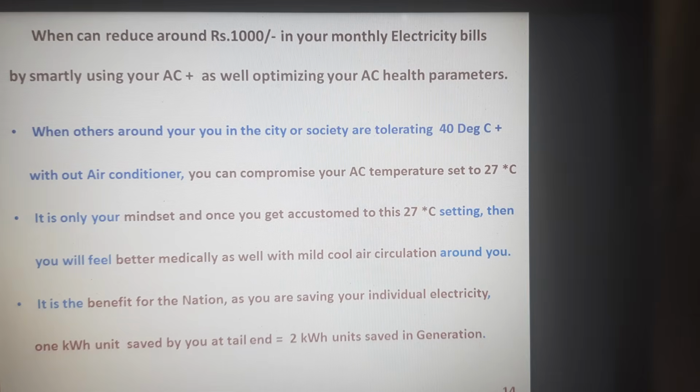When others around you in the city are tolerating almost 40 degrees Celsius without an air conditioner, you can compromise your AC temperature at 27 degrees. It is only your mindset, and once you get accustomed to this 27 degrees centigrade, then you will feel better medically. As well, the mild cold circulation around you will definitely comfort you all the while sustainably. So, ultimately it is for the benefit of the nation, you are saving the individual electricity of yours. 1 unit saved by you at the tail end is almost equal to 2 kWh units saved in the generation end.